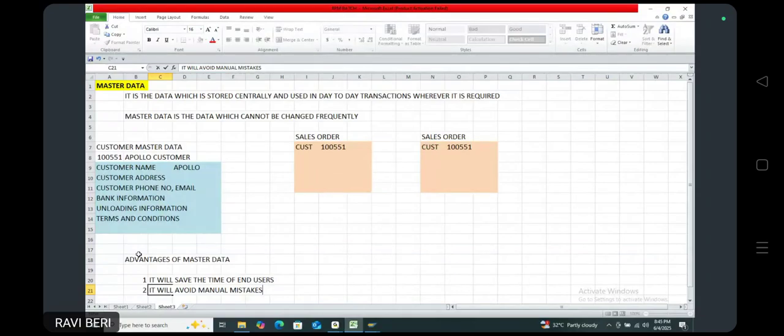So what are the advantages of master data? It will save the time of end users, and it will avoid manual mistakes. Yes. So these are the advantages of master data. So one is it will save the time of end user. Second, it will avoid manual mistakes.